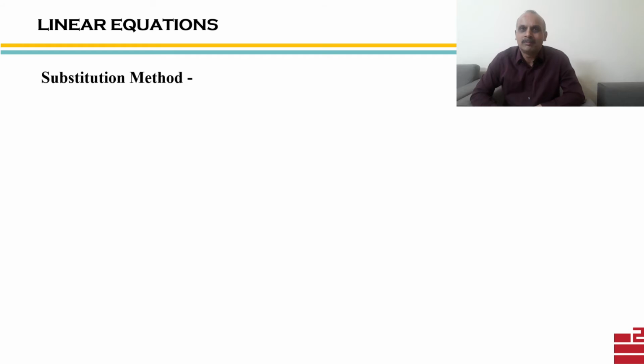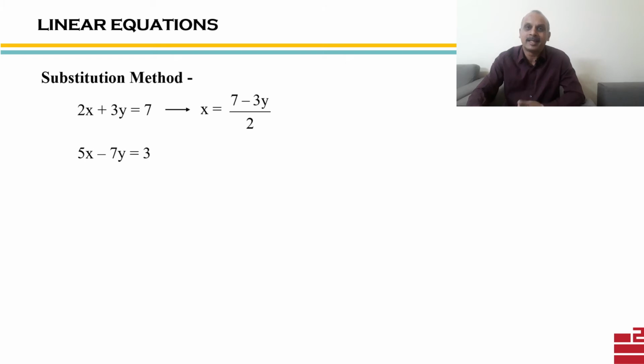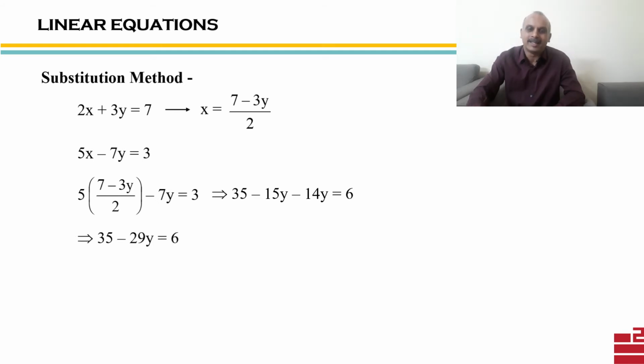Now we will apply the substitution method to solve the same system of equations. Obviously, we will get the same answer. In this, what we do is, we write x in terms of y from any of the equations. Like in the first equation, if I write x in terms of y, I will get x is equal to (7 minus 3y) divided by 2. And putting this value of x in the second equation, I will get something like this, which is a linear equation in one variable. I can solve this by taking LCM and shifting the terms, which I will not elaborate further. But I will get the value of y as 1.